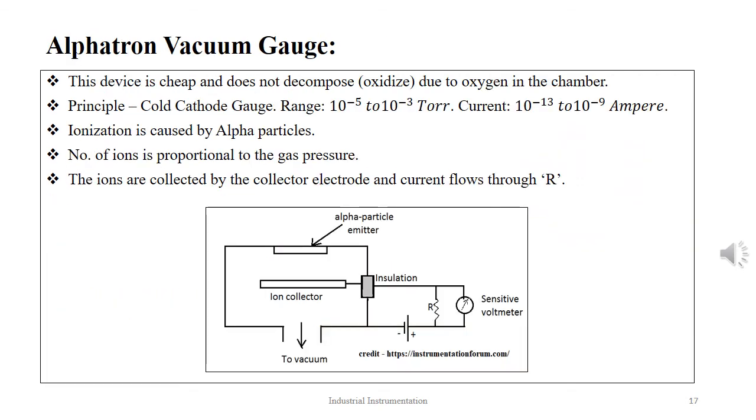The alphatron vacuum gauge is cheap and it does not decompose or oxidize in the presence of oxygen in the chamber. An alphatron vacuum gauge is in principle a cold cathode gauge where we use alpha particles to ionize the gas molecules. The number of molecules ionized is directly proportional to the gas pressure. The produced ions are collected by the collector electrode and current flows through the resistor R in the circuit. It measures pressure in the range of 10 raised to minus 5 to 10 raised to minus 3 torr, and the operational current is 10 raised to minus 13 to 10 raised to minus 9 ampere.